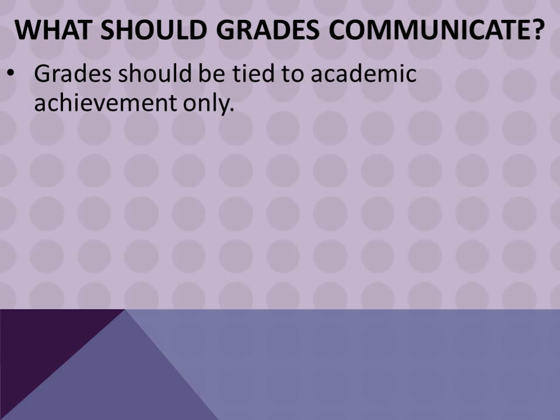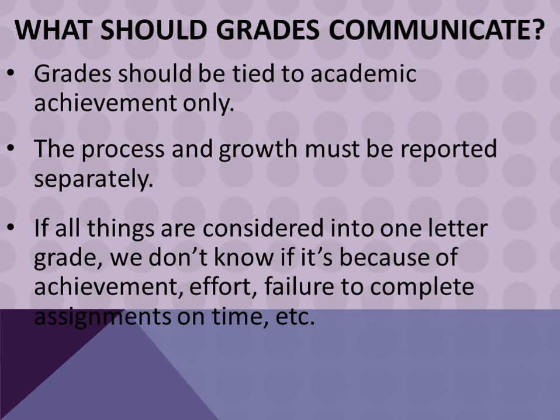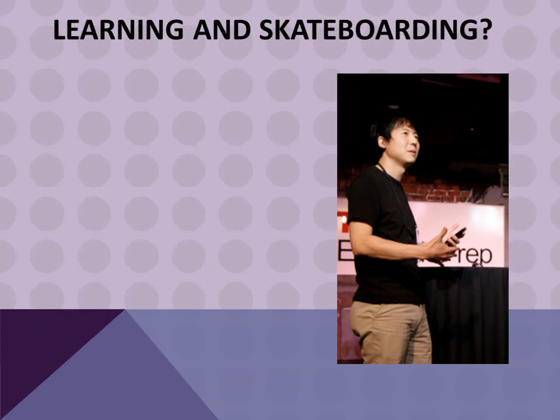So what kind of information should be provided in the grades? To be a true representation of what a student has mastered, we need grades to be tied only to academic achievement. Things like process and growth are definitely important, but need to be separate. If all things are considered into one letter grade, we don't know if it's because of achievement, effort, failure to complete assignments on time, or if they're actually capable of meeting the standard.